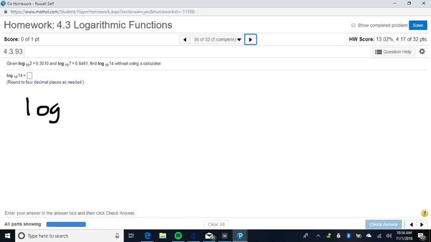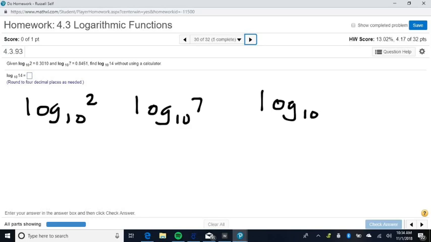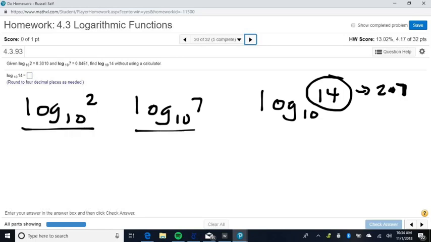See, if you have log base 10 of 2, and you have log base 10 of 7, and you want to find log base 10 of 14, if you notice that 14 is the same as 2 times 7, right? So what you really have then is the log of a product, which you can find by using that addition part. So all I need to do is take these two numbers here and add them together.